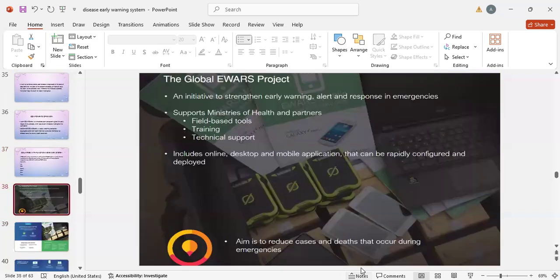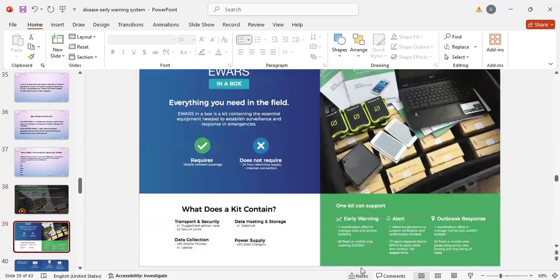The Global EWARN Project, an initiative to strengthen early warning, alert and response in emergencies. These include support to ministries of health and partners that include field-based tools, training, and technical support, including online, desktop and mobile applications that can be rapidly configured and deployed. The aim is to reduce cases and deaths that occur during emergencies.